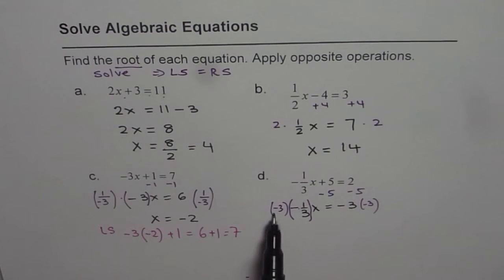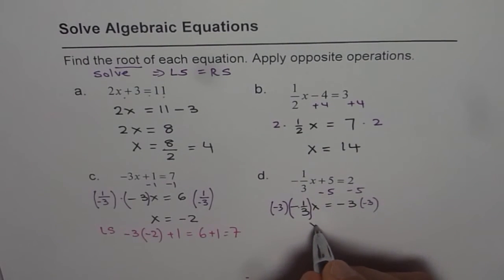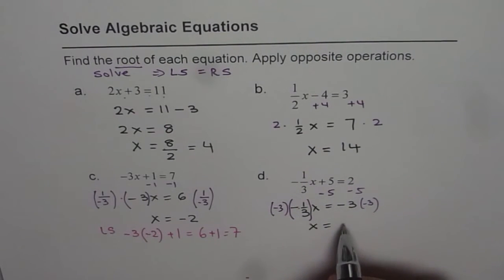So minus 3 divided by minus 3. Okay, minus minus cancels because plus 3 divided by 3 is 1. So you're left with x on the left side. Minus times minus is plus. 3 times 3 is 9. x equals 9 is your solution, right? So that becomes your solution for this particular question.